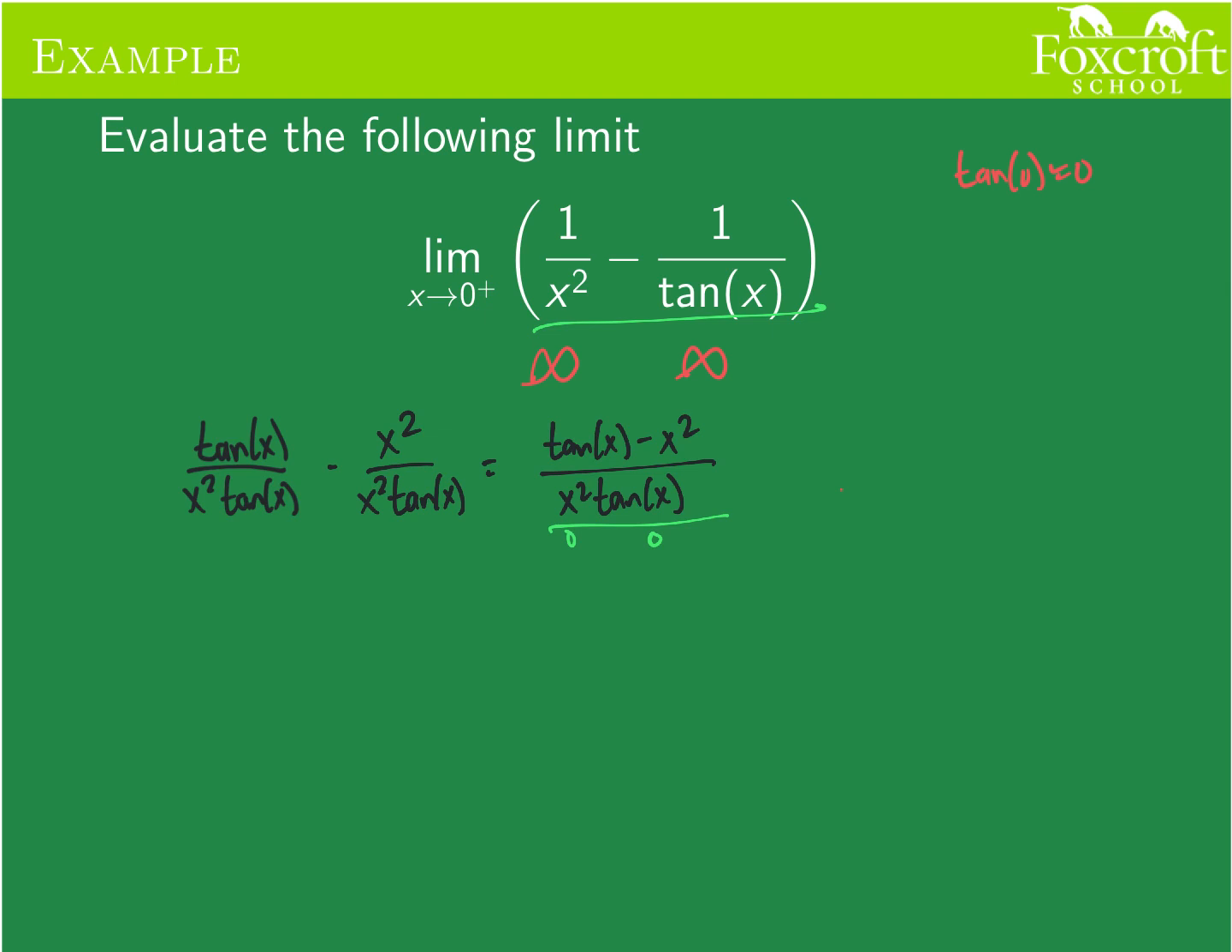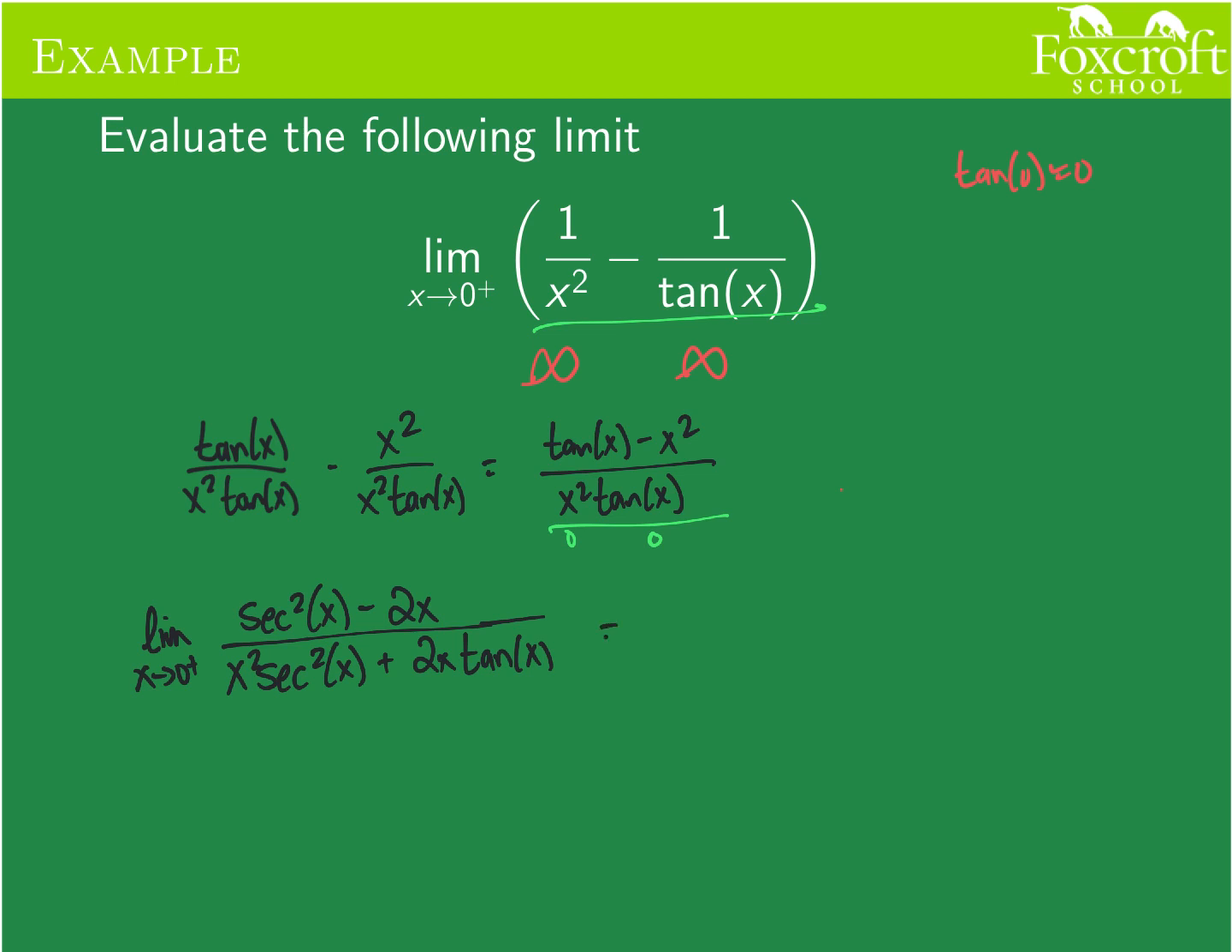And so now if I want to do this limit, I take the derivative of the top and bottom. So the derivative of the top is going to be secant squared of x, that's the derivative of tangent, minus 2x. On the bottom, I have to do the product rule because I have x squared times tangent of x. So I'm going to keep the x squared, derivative of tangent is secant squared, plus keep the tangent, and the derivative of x squared is 2x. So that's what that gives me.